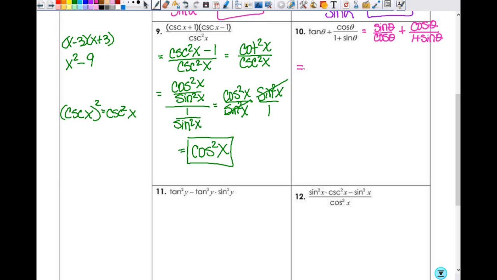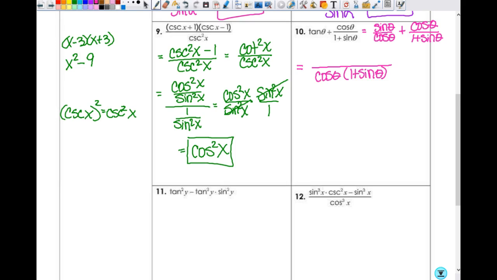But I have two fractions. I need to put them together, so I need a common denominator. The easiest way for you to get a common denominator is just to take the two denominators and multiply them together, right? So my common denominator is going to be cosine theta times 1 plus sine theta. I'm not even going to distribute that. We're just sticking them together, okay? It's like x times y.